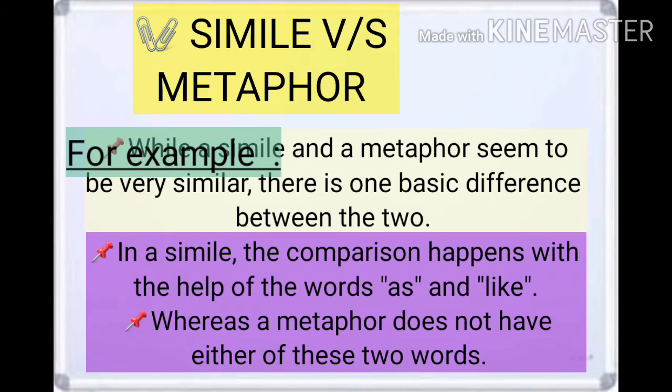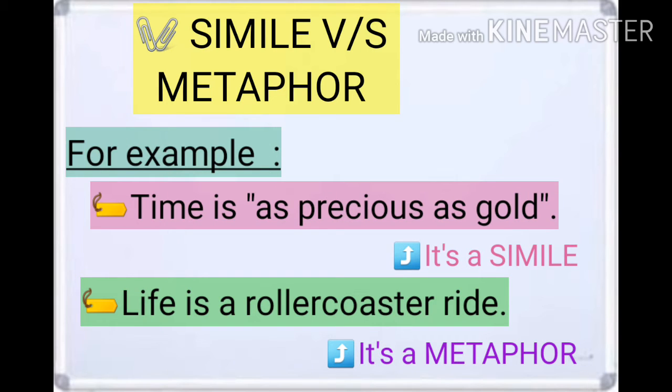So let's consider how we find whether the figure of speech in a particular sentence is a simile or a metaphor. Though both are very similar, they have one basic difference. In a simile, the comparison happens with the help of the words as and like, always remember, whereas a metaphor does not have either of these two words. For example, time is as precious as gold. It's a simile. Why? Because here you can find that the word as is being used. So it is a simile. Time is compared to gold.